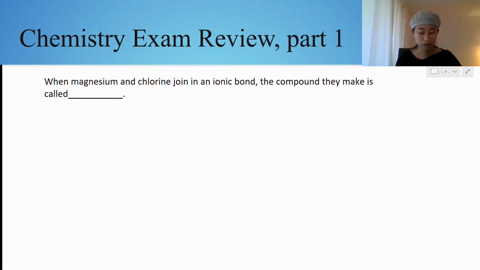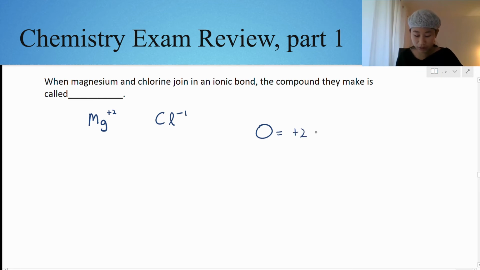When magnesium and chlorine join in an ionic bond, the compound they make is called, right, so we have magnesium, which is represented by Mg, and chlorine, so Cl. And we want to join these up into a neutral compound. Now looking at the ionic charges, magnesium has a +2 charge and chlorine has a -1 charge. And we want the entire thing to be 0. So far we have a +2 involved and we have -1 involved.